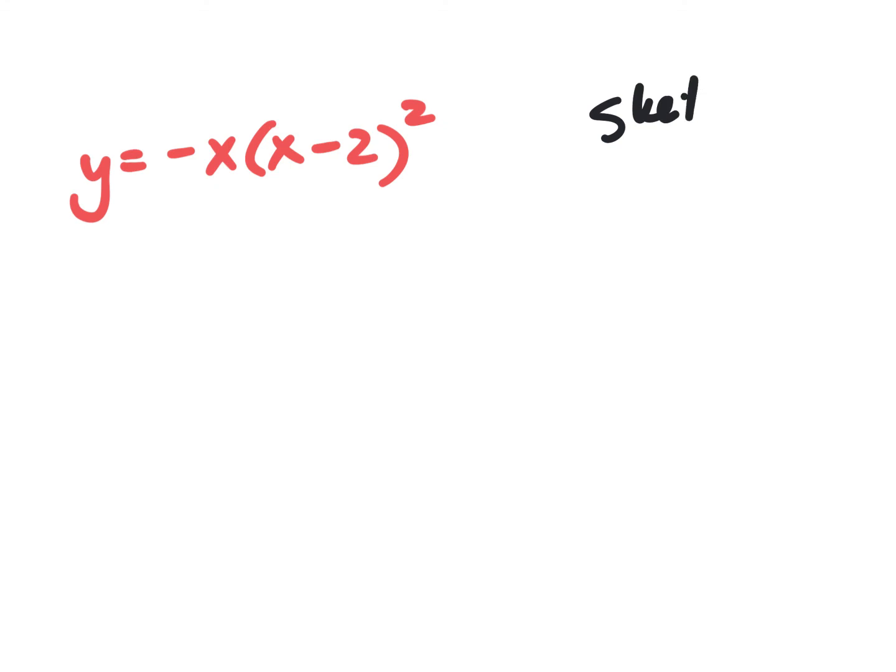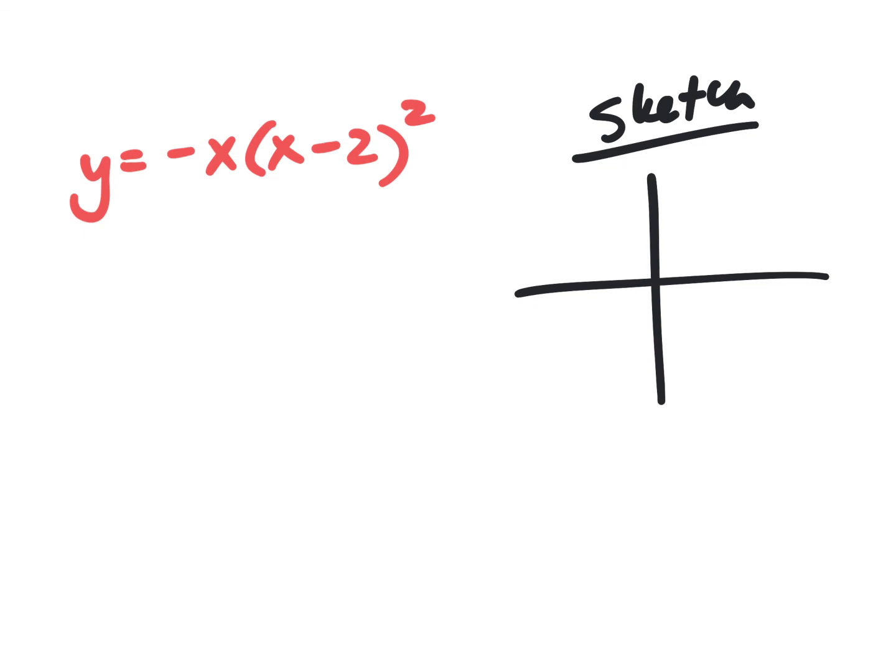So y equals negative x minus 2 quantity squared. You should be able to sketch this on an xy axis. You should be able to tell its left end limit, its right end limit. I'll leave space to leave my answers. And there's quite a few more.